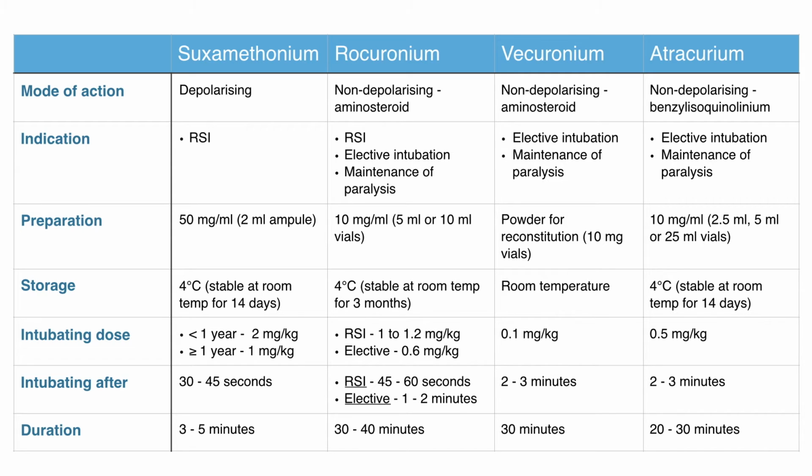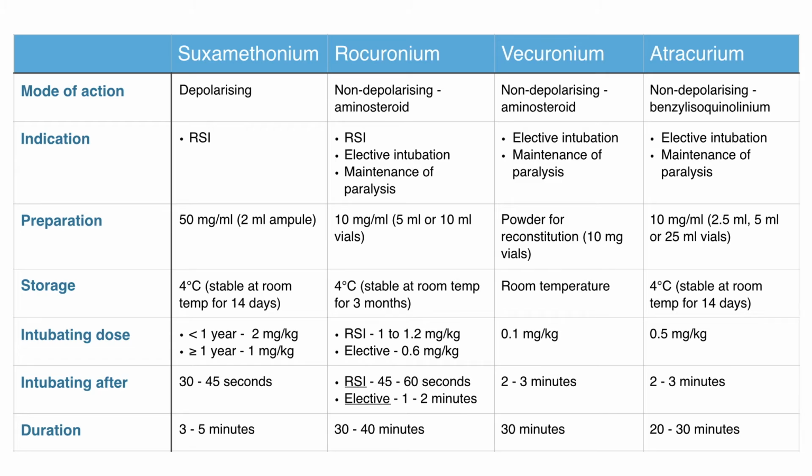So starting off with suxamethonium, as we've already mentioned, suxamethonium is a depolarizing muscle relaxant, and its primary use is in rapid sequence induction. It comes as a clear colourless solution in 50 milligrams per ml in 2 ml ampoules, and should be stored in the refrigerator at 4 degrees C. Once it's removed from the fridge, it's stable at room temperature for 14 days.